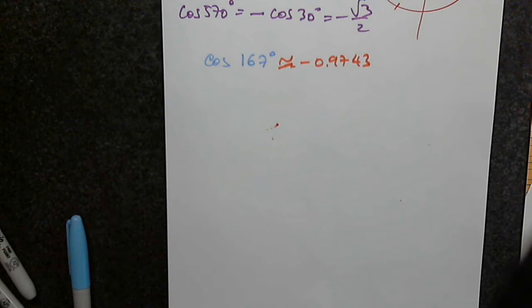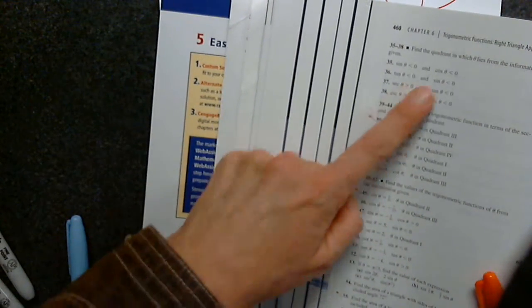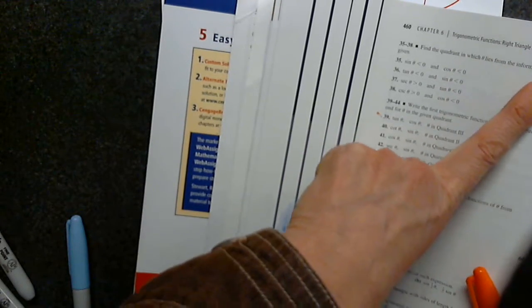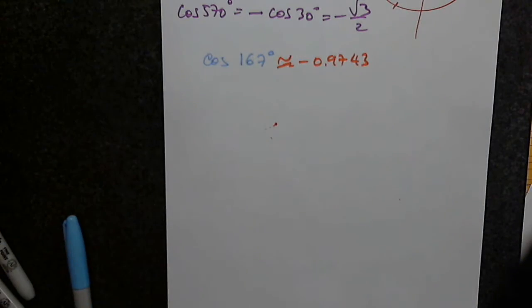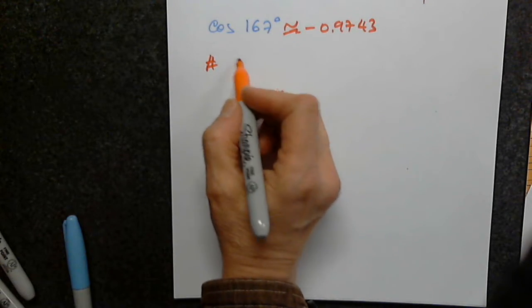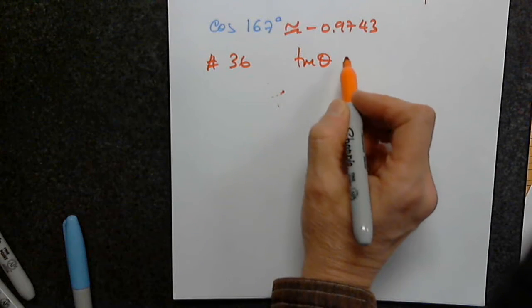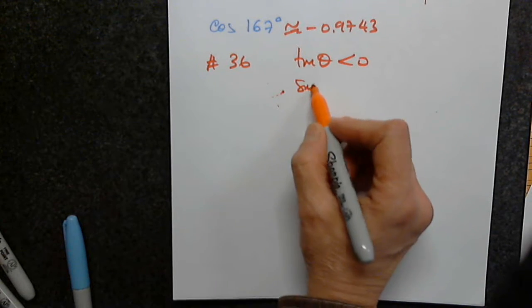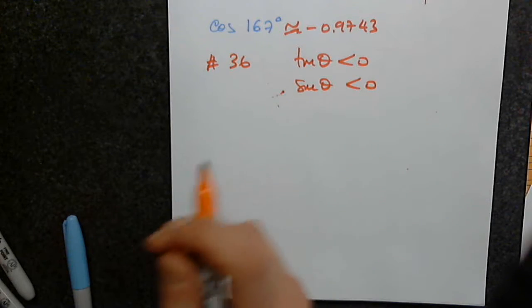Okay, let's move on to the next set. Find the quadrant in which theta lies from the information. Please choose. We're given 2 pieces of information, and we're asked to find the quadrant in which theta lies from the information given. Which one? Okay, 36. Tangent theta is less than 0. Sine theta is less than 0.